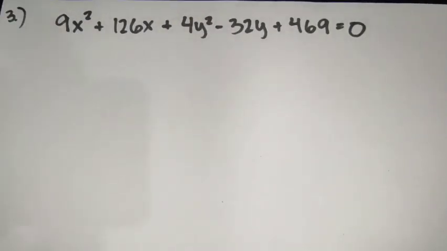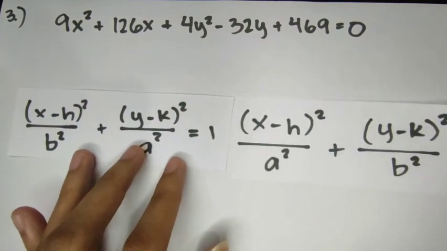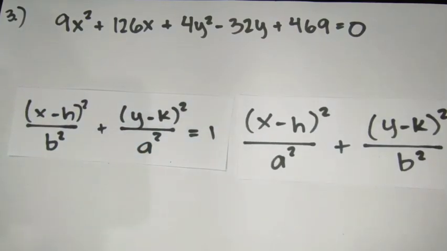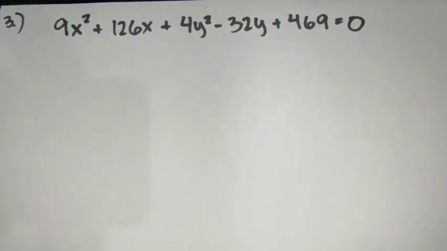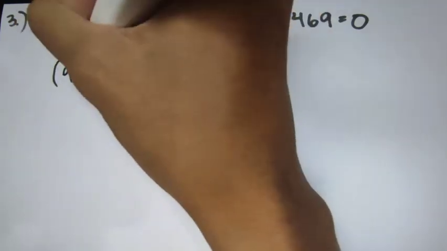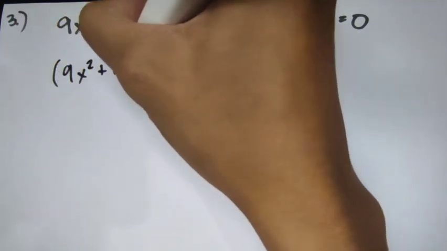So our third problem is written in general form, which is 9x squared plus 126x plus 4y squared minus 32y plus 469 equals 0. Let's remember this standard equation, which we will have to derive from this general form equation. So we will start by grouping the terms that have the same variable.